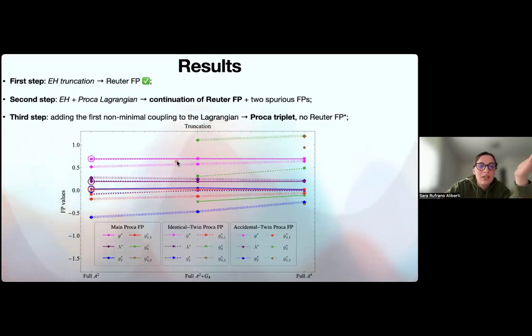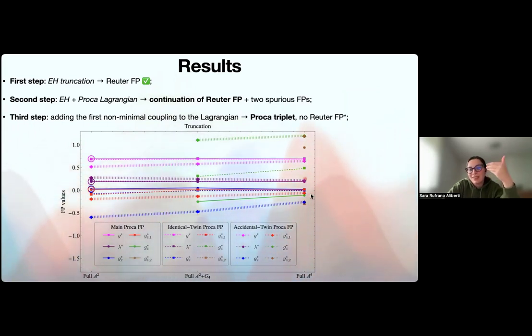And so here in this plot, I show you the evolution of each element of the Proca triplet across the truncation, starting from the third step when these fixed points first appeared. Okay, so as you can see here, the accidental twin Proca becomes similar to the others, looking at the fixed point coordinates, only at the final stage. At the beginning, it's quite different.